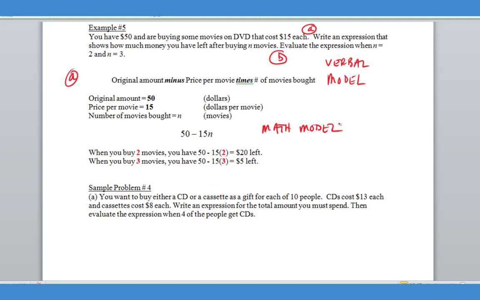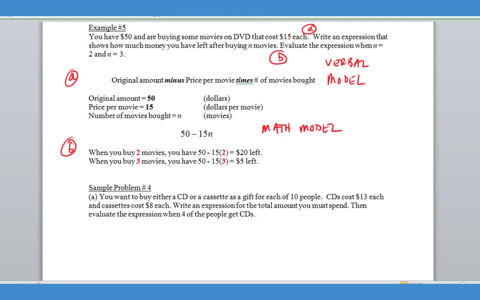And so once we have the mathematical model set up, we can then evaluate it for different amounts of movies being purchased. And so we want to evaluate this expression for 2 movies being bought, and you can see that we have $20 left over at that point. And of course, if we buy 3 movies or DVDs, we will have $5 left over. So that is a very important part of Algebra 2: converting all of our basic skills into application of real-world problems.